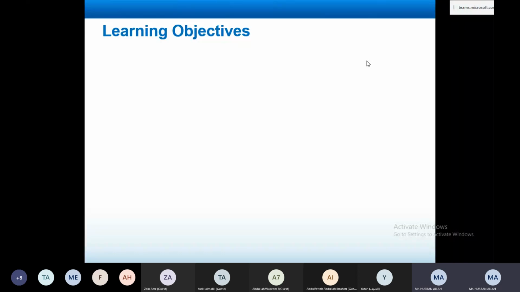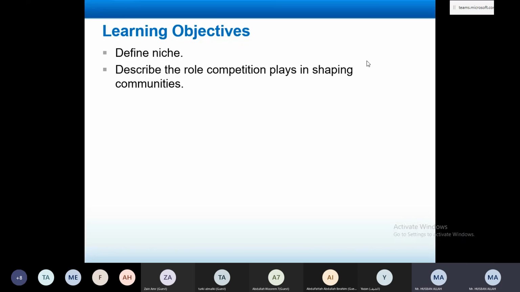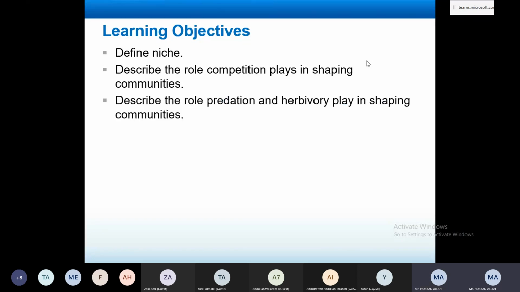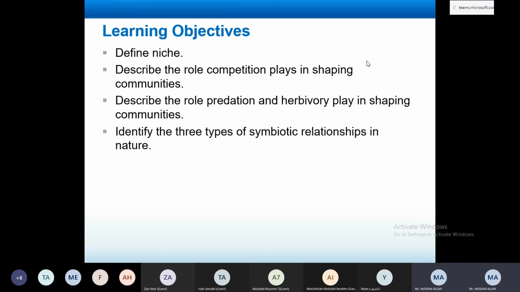At the end of this lesson, you will be able to differentiate or define niches. You can describe the role competition plays in shaping communities, and you can describe the roles predation and herbivory play in shaping the community. So all these points you will be able to distinguish and elaborate. Identify the three types of symbiotic relationship in nature.